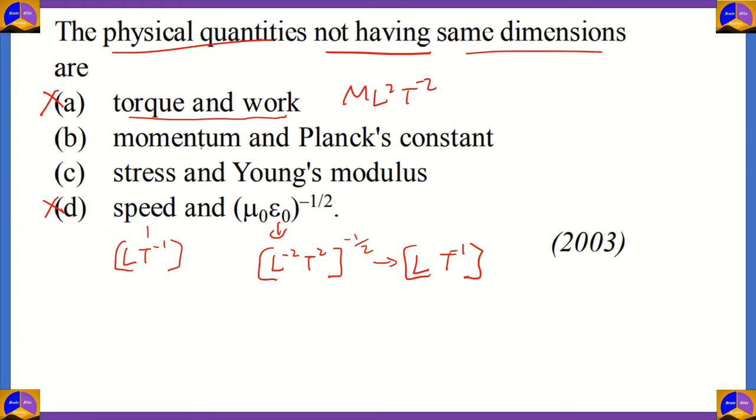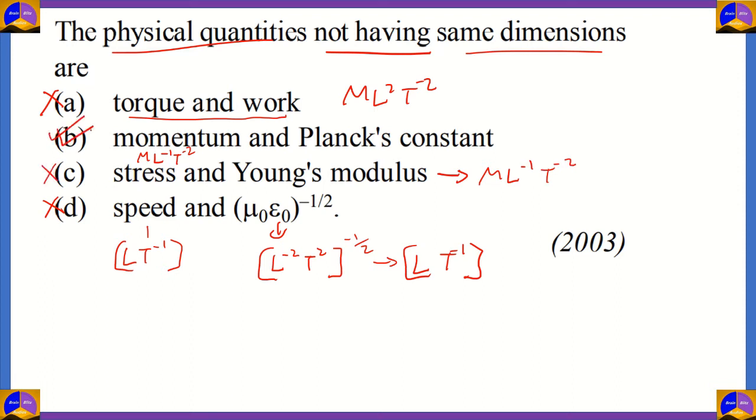What about option C, stress and Young's modulus? In the previous question we noted that stress has the dimensions ML raised to minus 1, T raised to minus 2. And Young's modulus also has the same formula, ML raised to minus 1, T raised to minus 2. So therefore option C is also incorrect.